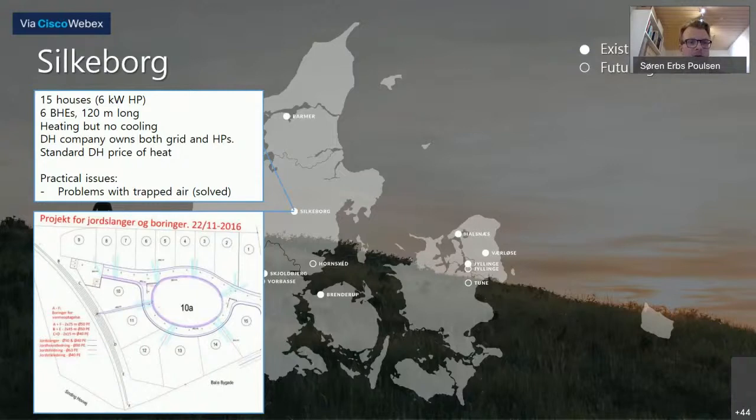And that's illustrative of the awareness in Denmark of the possibilities of cooling. It's something we don't talk about, and no one really cares about it, even though we have a quite substantial cooling need. So in this case, the business model is that the local district heating company owns both the grid and the heat pumps, and they sell heat to the consumers at the standard DH price or fee.